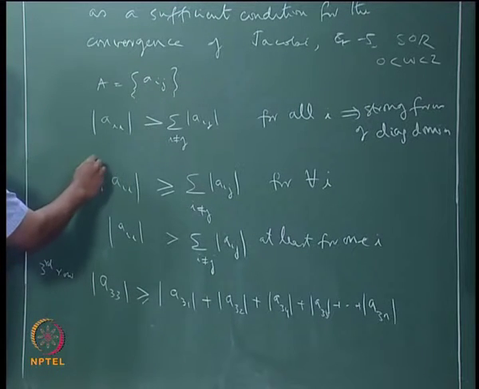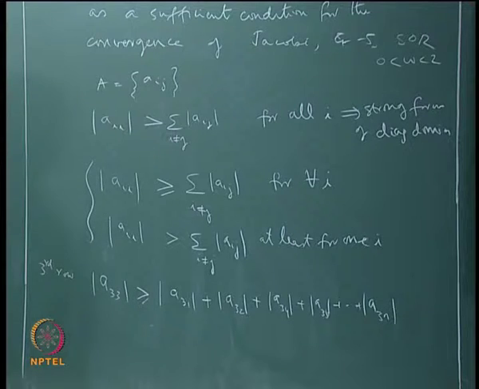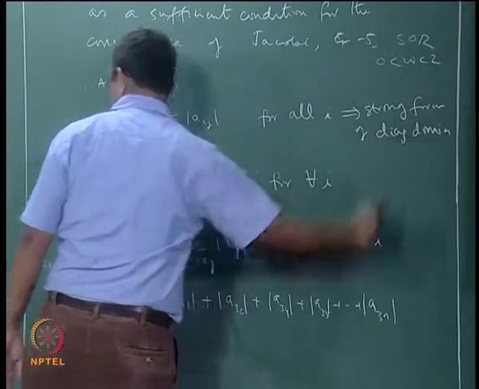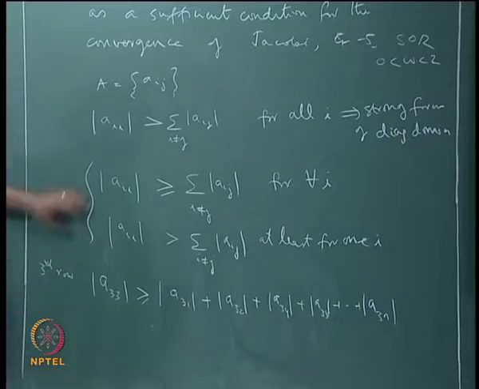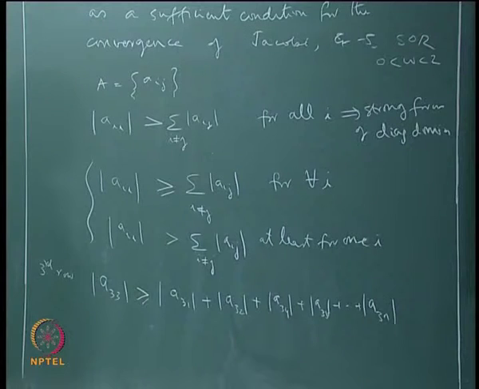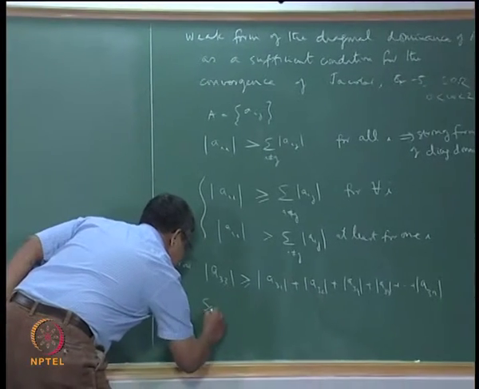And this weak form of diagonal dominance is sufficient to ensure convergence of the Jacobi method, Gauss-Seidel method and SOR method applied to A phi equal to B, with the SOR parameter being between 0 and 2. This condition here is known as the Scarborough criterion.